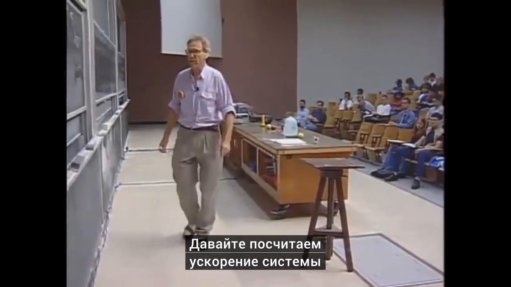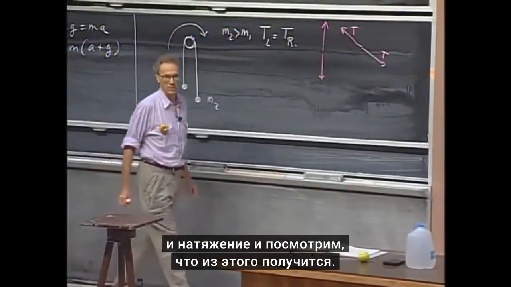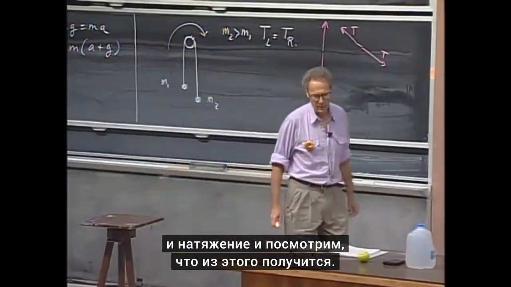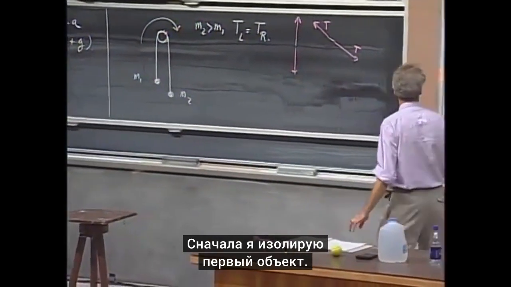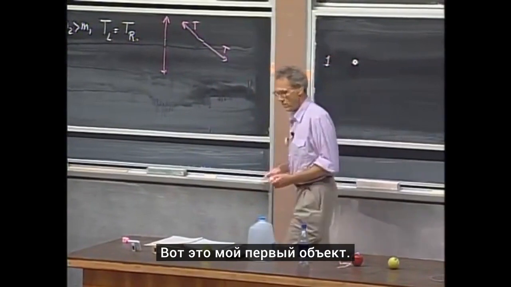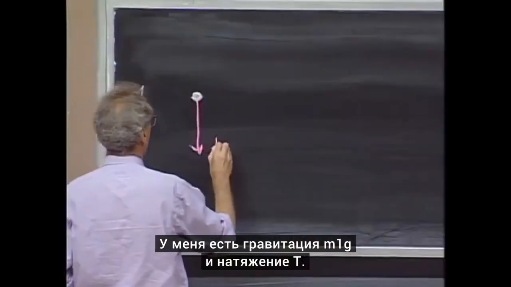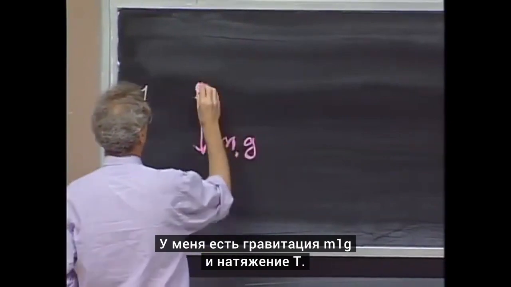Let us calculate the acceleration of this system, and let's calculate the tension. And let's see what comes out. I first isolate here object number 1. So this is my object number 1. I have gravity, m1g, and I have a tension T.